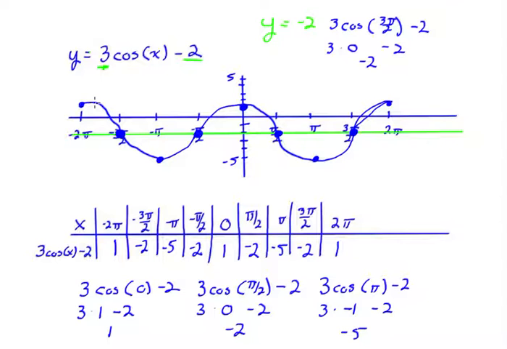And there you have it. That's a combination of an amplitude change and a vertical translation. Again, the vertical translation moved our graph from here down 2. So there's our axis, just moving it down 2. Notice the amplitude is 3: 1, 2, 3 up, and then 1, 2, 3 down. That concludes this video on graphing amplitude and vertical translations together.